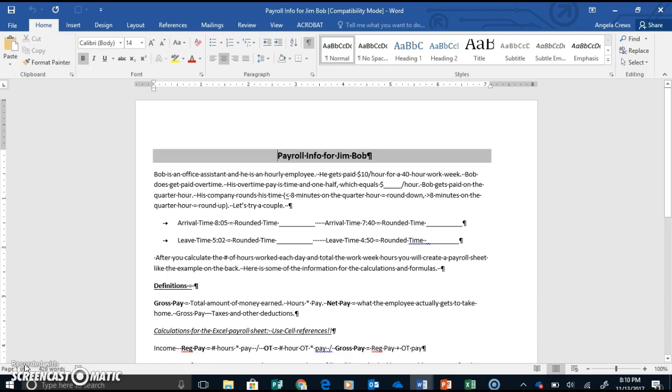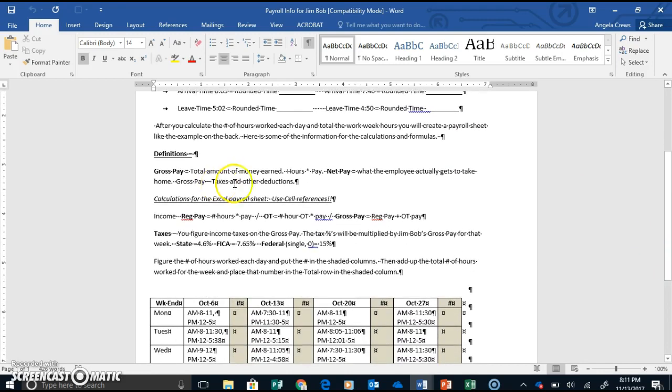All right, so we talked about this yesterday. Your gross pay is just going to be your total amount of money earned, which is your number of hours times the $10 or times the $15, whichever one. Your net pay is actually what the employee gets to take home. So it's your gross pay minus your taxes and other deductions. Okay, so this is for the Excel sheet. We'll figure that later.